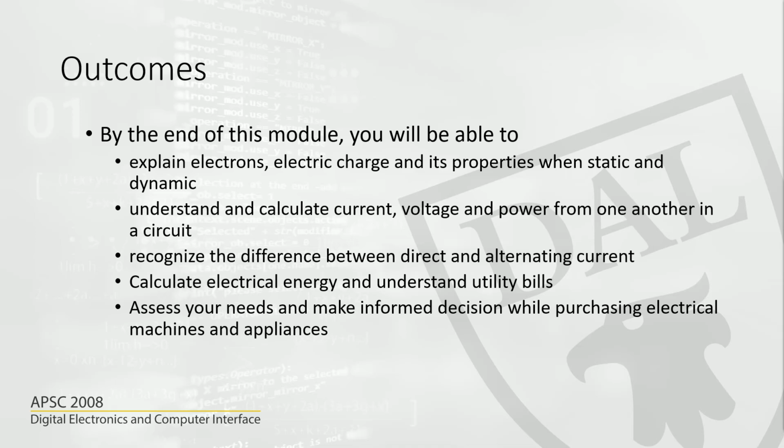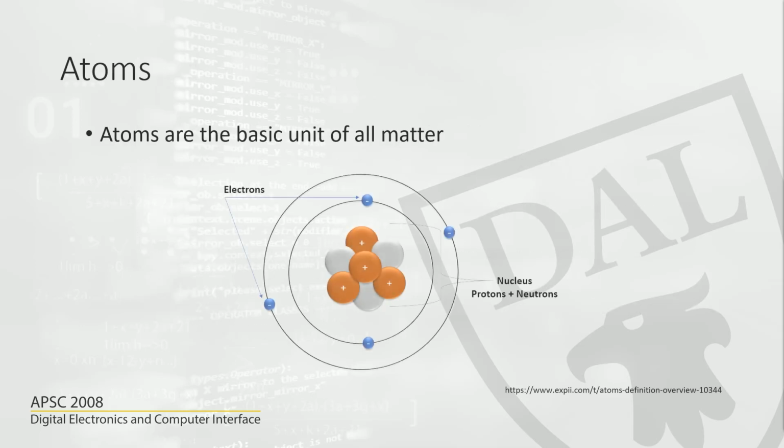And the next one is you will be able to assess your needs and make informed decisions while making purchases of electrical appliances and machines. So let's say if you wanted to purchase a fridge or a freezer or a television, this would help you make informed decisions while purchasing those. So let's get started. So atoms are the basic unit of all matter.